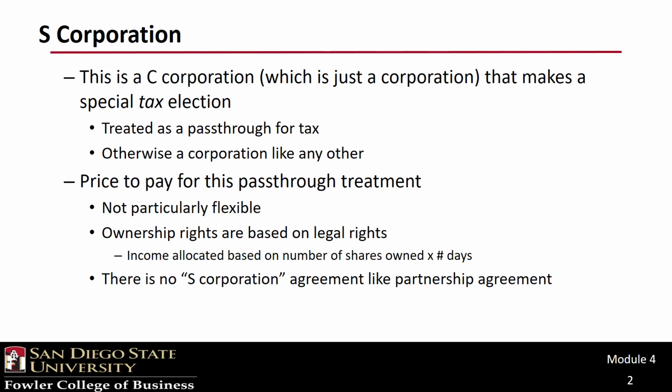The allocation of income and deductions is not anywhere near as flexible as with a partnership. Because legally the entity is just a corporation, allocation of income must follow state corporate law, which generally provides that an owner's share of income is based on the pro rata share of ownership. For example, if Susan owns 25% of the S corporation stock, she's going to be allocated 25% of the ordinary income, gains, losses, and other separately stated items. There is not an S corporation agreement that provides for a different allocation.